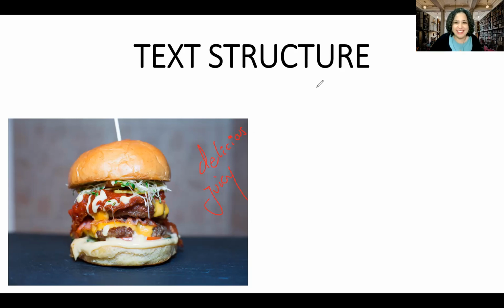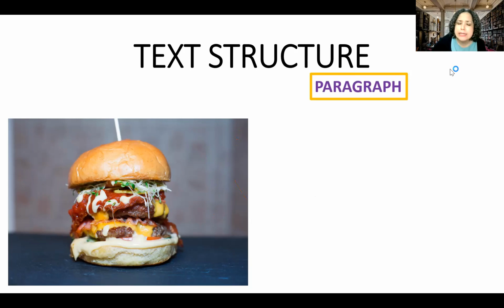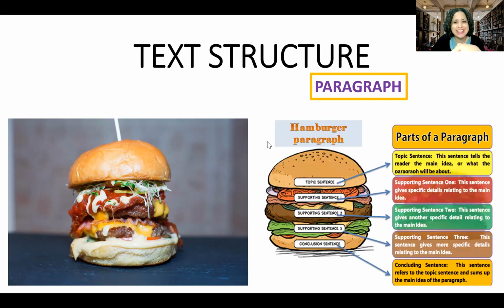So let's see what we're talking about. So we are talking about a paragraph with a hamburger? Yes, with a hamburger. Why? Because we're going to talk about the structure of a paragraph. And if we want to truly understand the structure of a paragraph, there's no better way to describe it than with a hamburger. Yeah, I know it sounds crazy, but take a look at this.